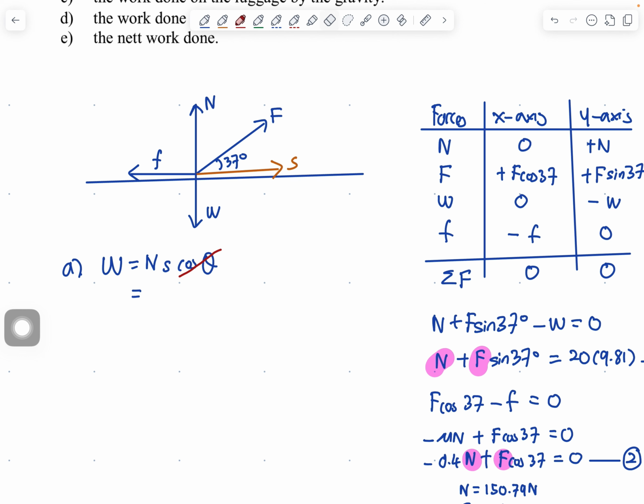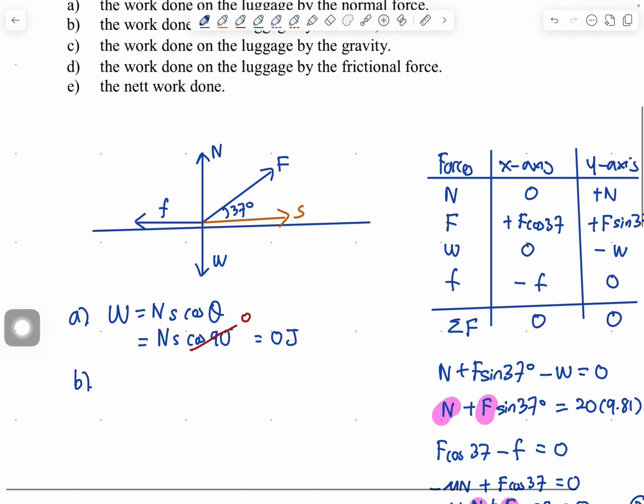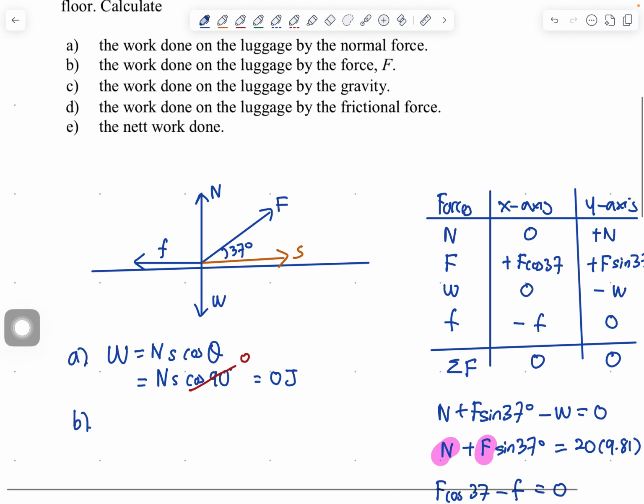Alright, so I'm going to fill in here. Cos 90 is equivalent to 0, so I will end up with 0 joule. No matter what normal force and displacement I substitute in, it will always be 0. So we're done with part A. Part B, the question asks us to calculate the work done by the external force.